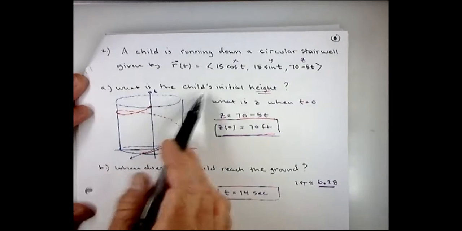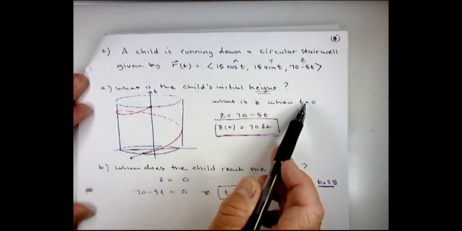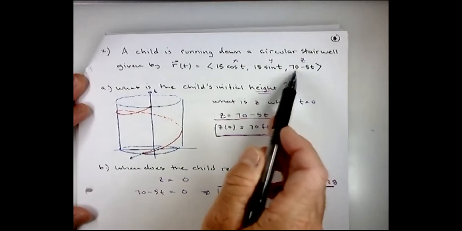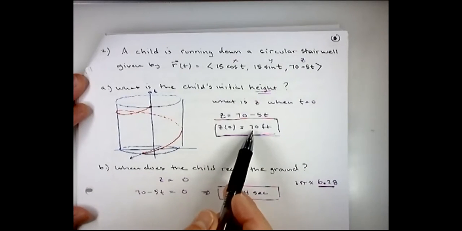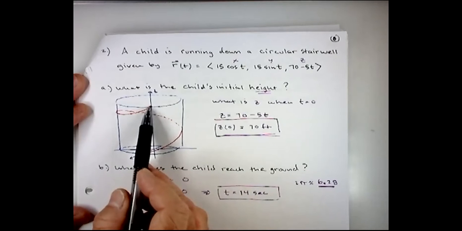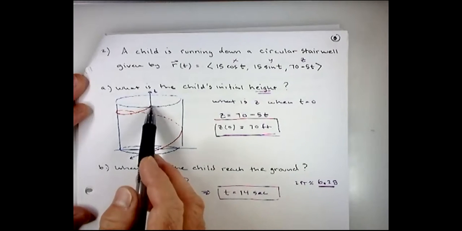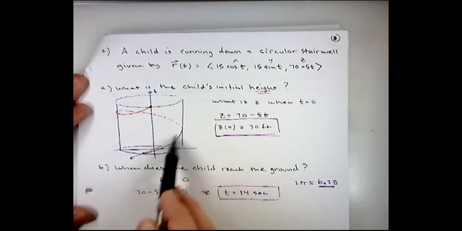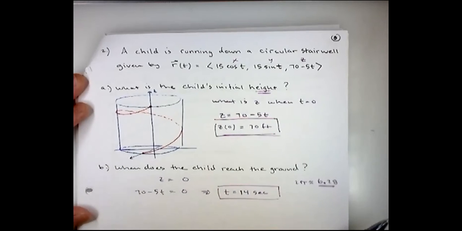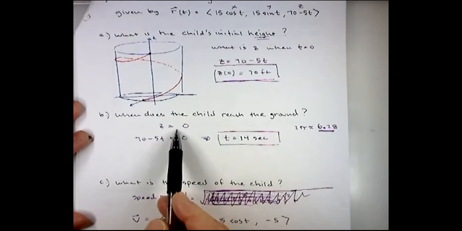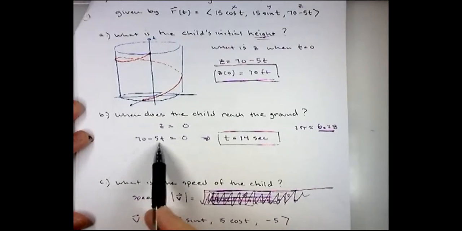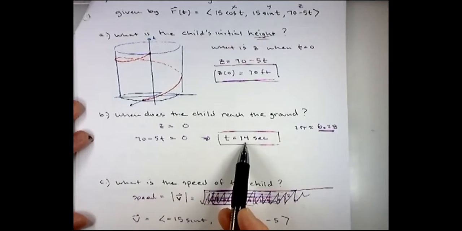What is the child's initial height? Well, when t is 0, your z component is just going to give you 70. So the child starts at the top at 70 feet, and we can picture this child running down this helix. When does the child reach the ground? That would be when z is 0. So if you set your z component equal to 0, that's 14 seconds.